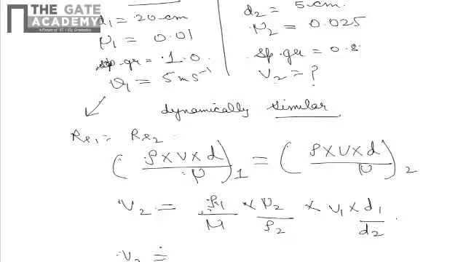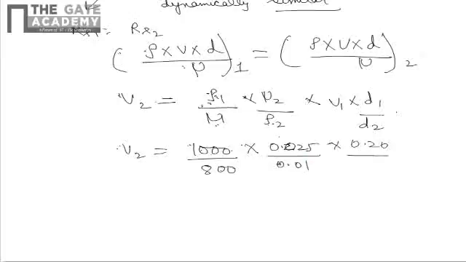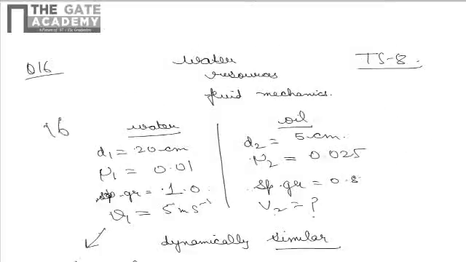So V2 can be written as 1000 upon 800, rho 1 upon rho 2, 1000 for water and 800 for oil, multiplied by 0.025 for oil upon 0.01, into 0.20 upon 0.05, ratio of diameters, multiplied by 5. So V2 comes as 62.5 meter per second. So correct answer for question number 16 is A.